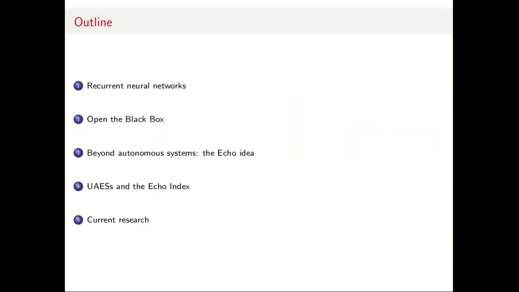That's the outline of my speech. I'm going to provide a mild introduction on recurrent neural networks. I will briefly explain the black box problem of recurrent neural networks. Then I'll talk about non-autonomous dynamical systems and about the echo state property in the non-autonomous dynamical systems setting. And then I'll talk about some of the new results that I found along my PhD.